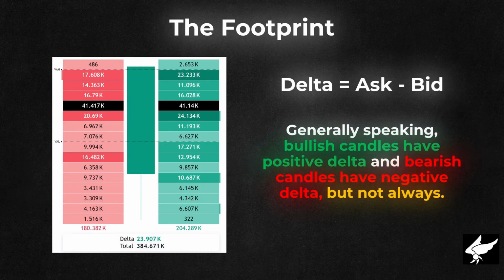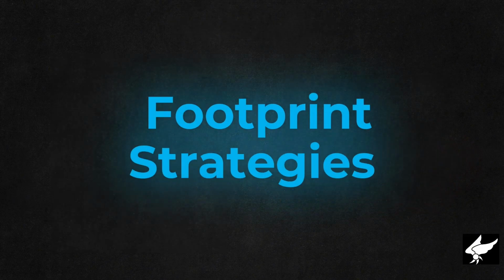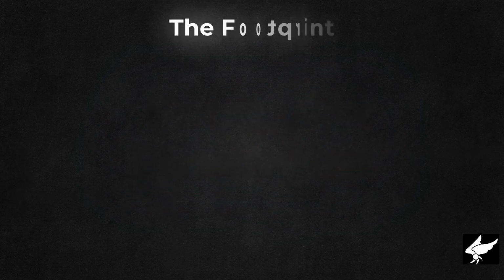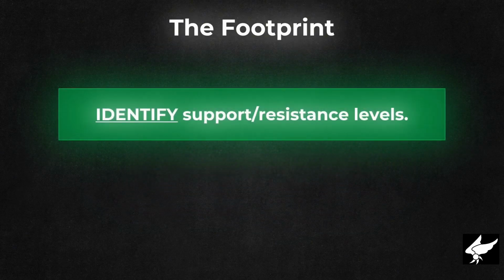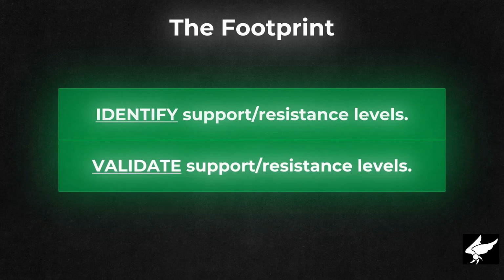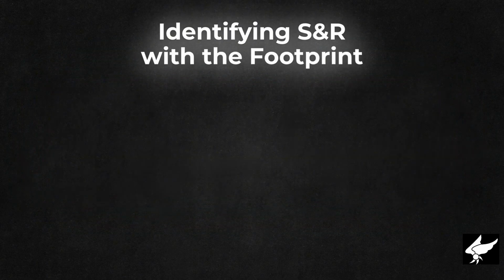The footprint basically serves two different purposes. We can use it to identify support and resistance levels in different ways, and we can use it to validate any other type of support and resistance we find in a candlestick chart. Let's begin with the ways of identifying support and resistance levels with the footprint itself.